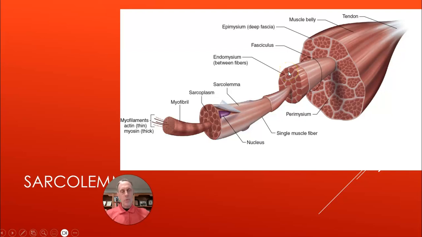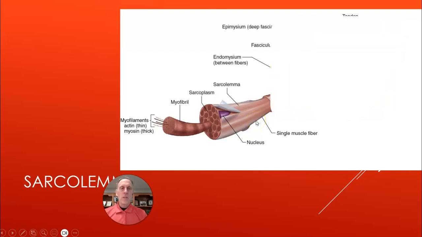So again, we're going from that bridge cable, if you think of it like the big picture bridge cable, all the way down to the individual strands that are in the cable itself. We're going from an overall muscle to the fasciculus, and then a little bit further into the endomysium, and now we take it down to a single muscle fiber within that.